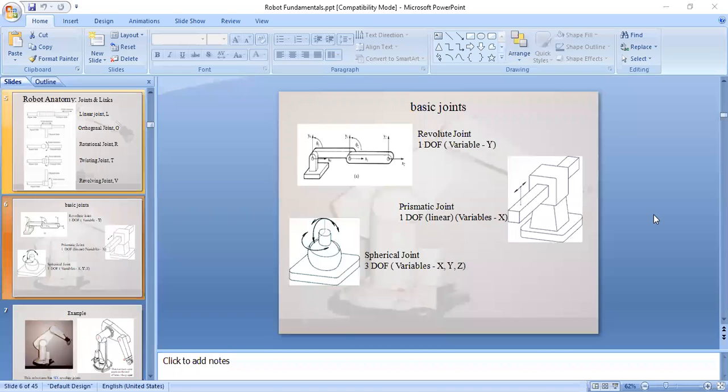Then 3 types of basic joints. These are the 3 types of basic joints: revolute joint, prismatic joint, and spherical joint. These are differentiated with respect to their degrees of freedom assigned. For revolute joint, 1 degree of freedom along the y-axis is assigned. For prismatic joint, 1 degree of freedom linear motion along the x-axis. And for spherical joint, 3 degrees of freedom rotation along 3 axes are assigned.